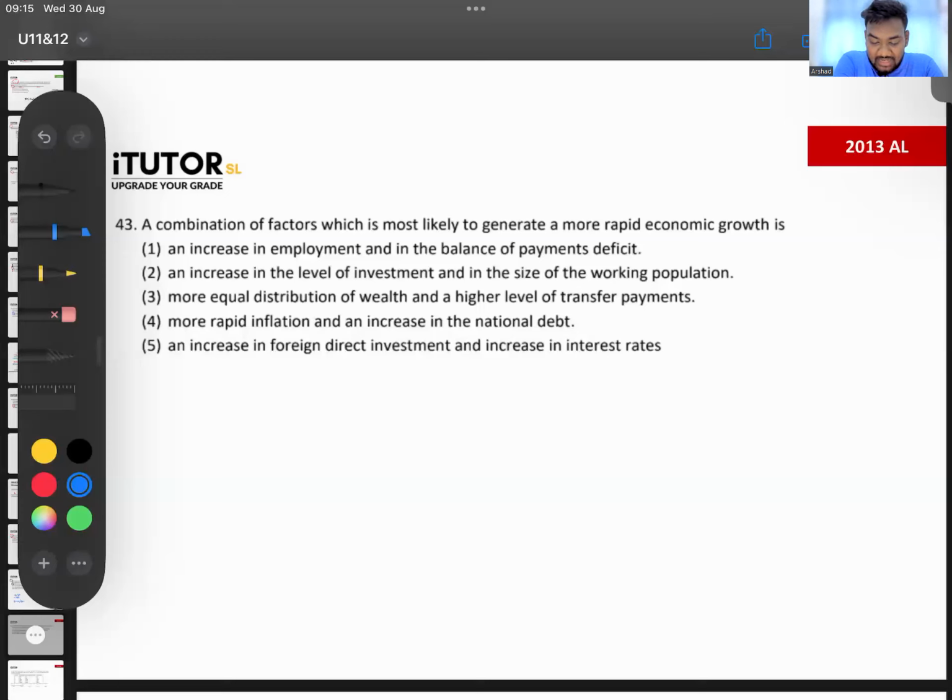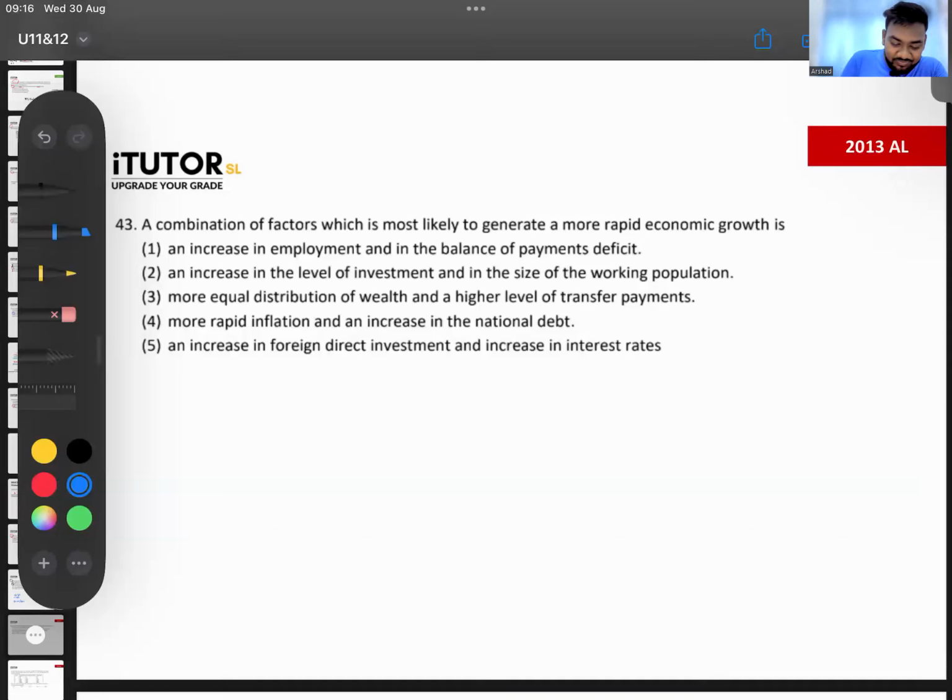Increase in employment and a balance of payment deficit; increase in the level of investment and the size of the working age population; more equal distribution of wealth and higher levels of transfer payments; more rapid inflation and an increase in national debt; increase in foreign direct investments and an increase in interest rates. What do you think will generate economic growth, guys? Just think, which of this is good for the country? You can use common sense, even if you don't know economic growth. Think which of this will be good for a country.